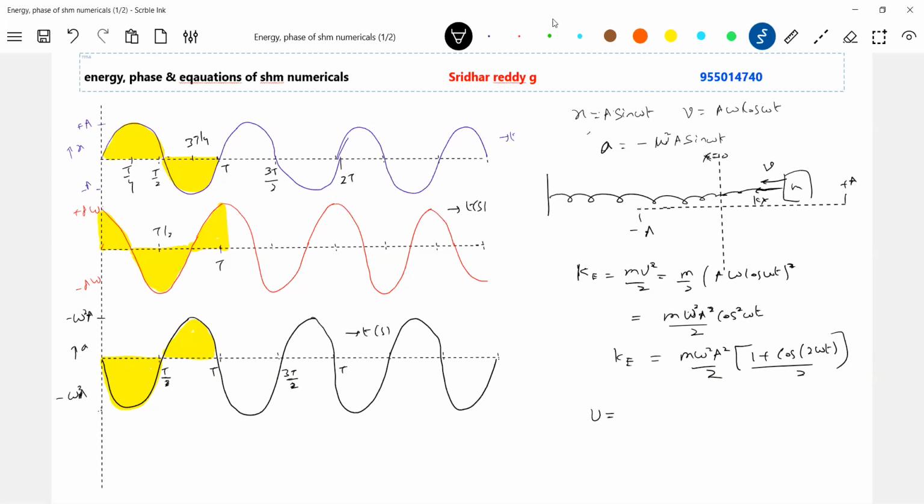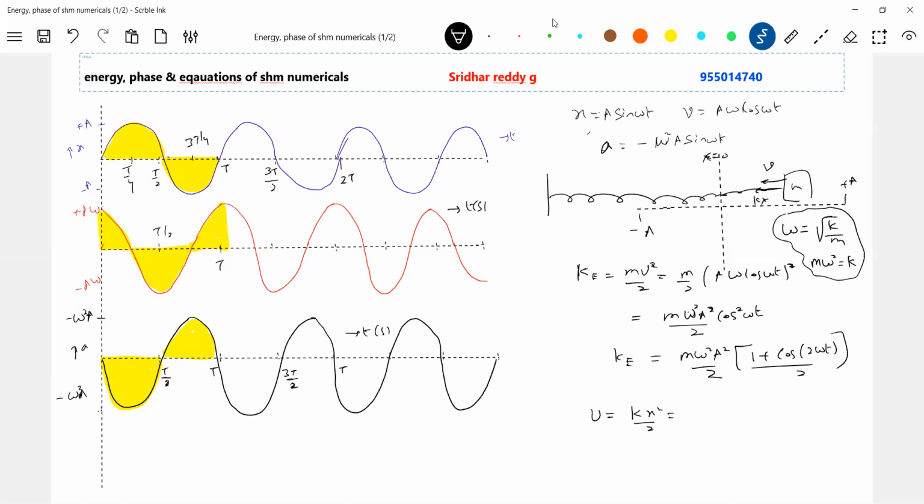What shall I write potential energy equal to? Potential energy is equal to kx square by 2. In fact, we know what is omega. Omega equal to root of k by m. So shall we write m omega square is equal to k?